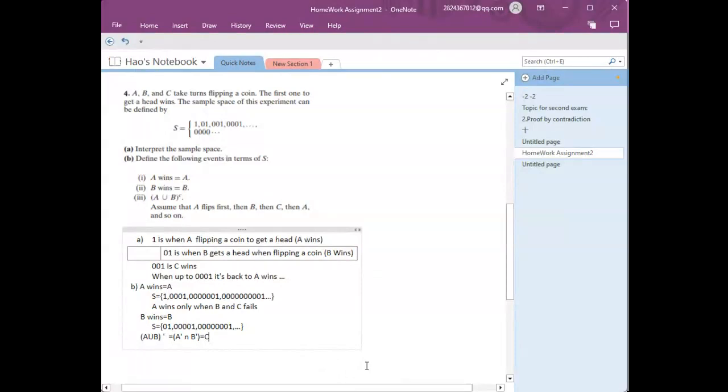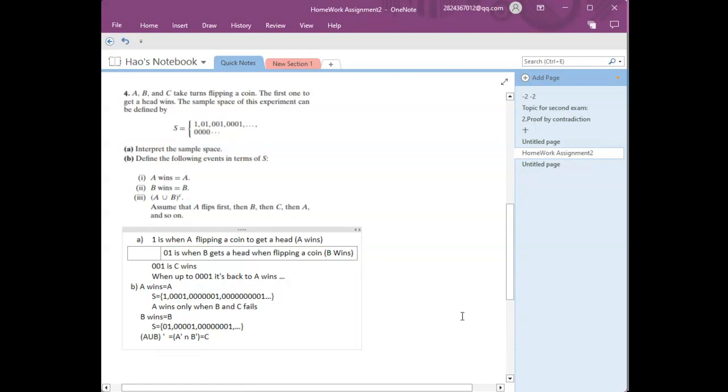So this is a review of the previous class. Part B: define the following events in terms of S. S is the sample space, right? So A wins. Okay, that's why you have 1, 0, 0, 0, 1. Just keep adding multiples of 3 zeros in front of them. B wins. B is the second, 0, 1. Then A union B complement, by De Morgan's law, is A complement intersect B complement.